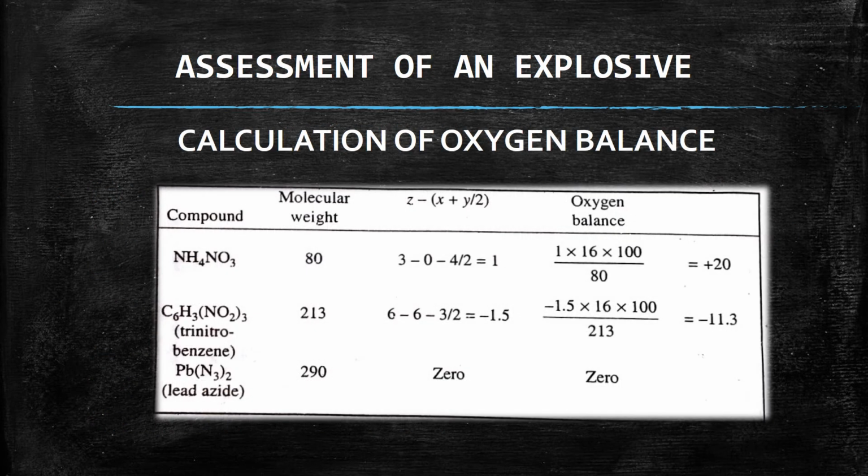This is the calculation chart for the calculation of oxygen balance. By using the formula, ammonium nitrate gives a positive oxygen balance, but trinitrobenzene gives a negative oxygen balance. So, for successful combustion, these two materials should be mixed for good combustion.